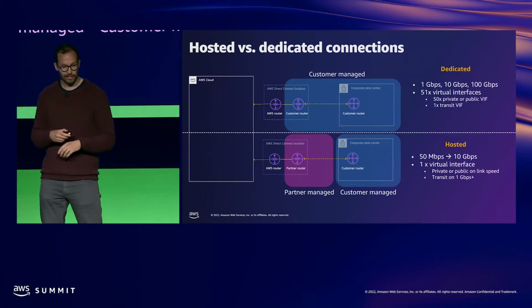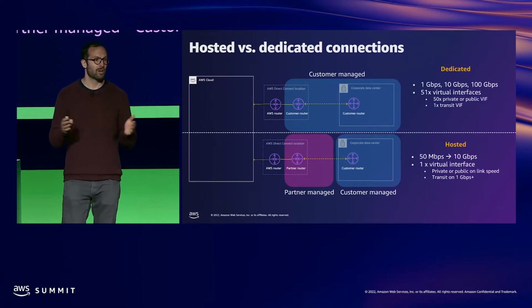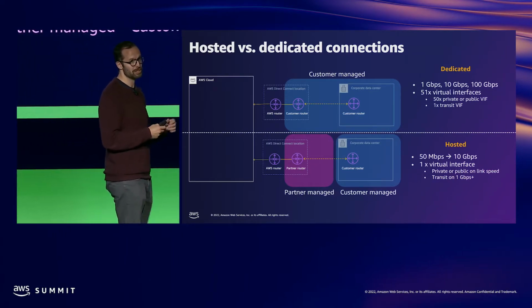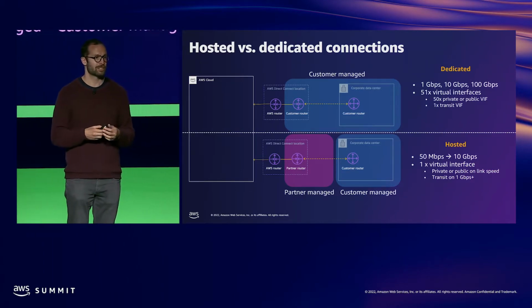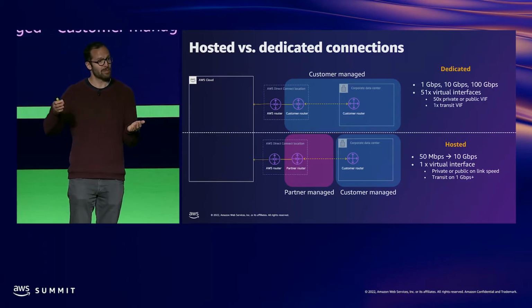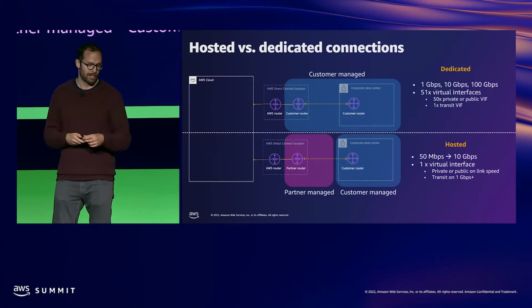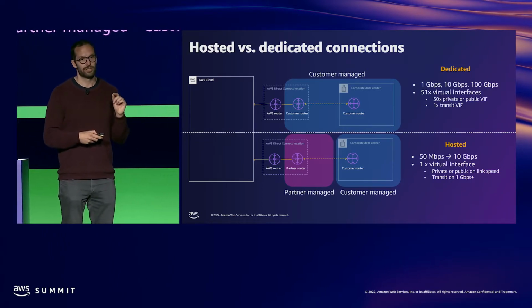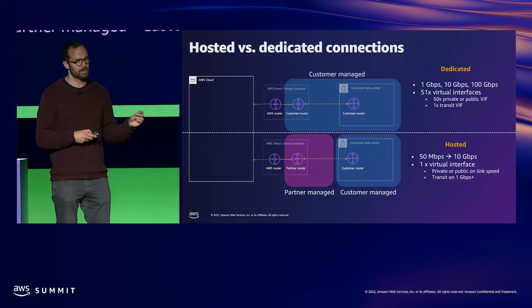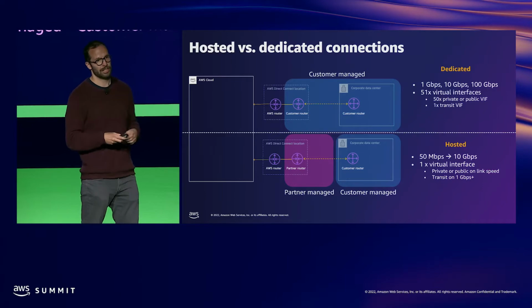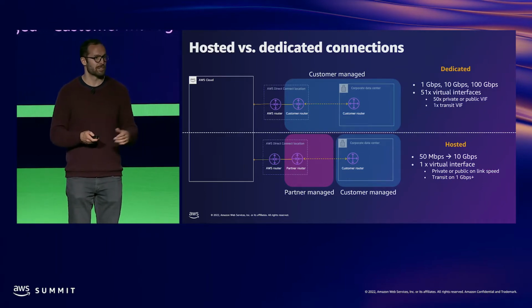On a hosted connection, you have a lot more speed and throughput options. So you can start with a connection as slow as 50 megabits a second and then go up to 100, 200, 500, all the way to 10 gigabits a second. But you get only a single virtual interface. So if you need more virtual interfaces, you got to go to the partner and ask for another hosted connection, and then you'll be able to create another virtual interface.